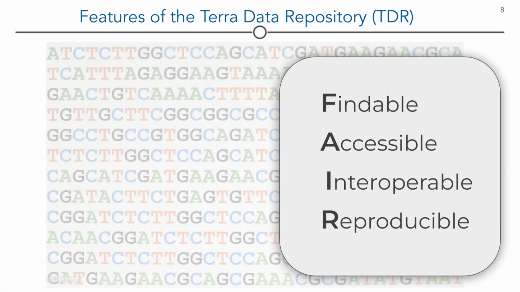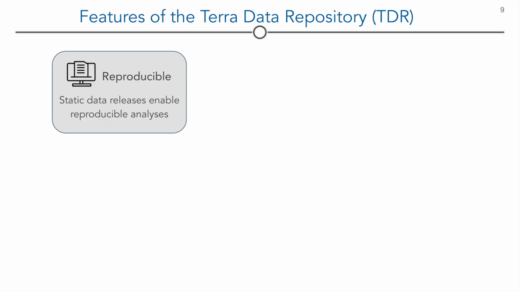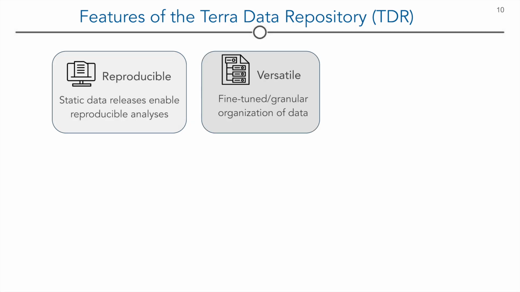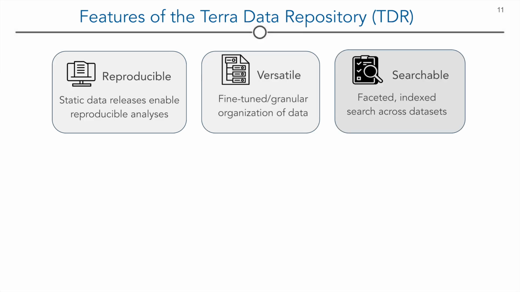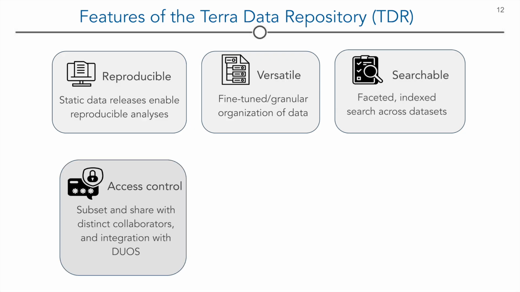FAIR features of TDR include the following. TDR enables reproducible analysis with static data releases. TDR is versatile, with a fine-grained organization of the data. Data is more searchable. The data repository allows faceted, index search across datasets. Access controls are more granular. The Data Explorer includes built-in subsetting functionality to share exactly the right data subsets with distinct collaborators.